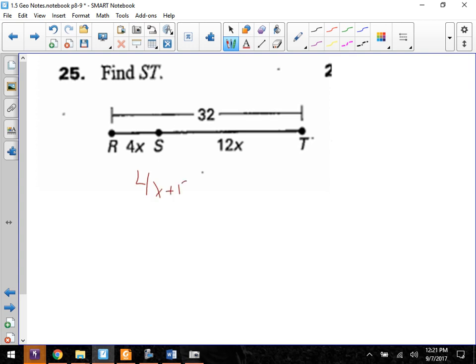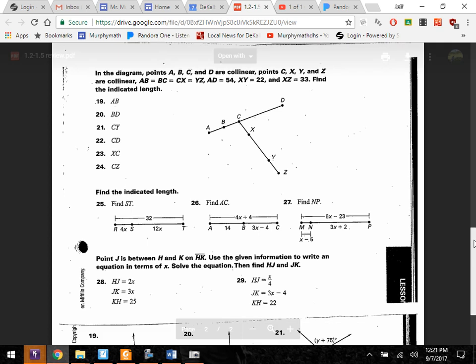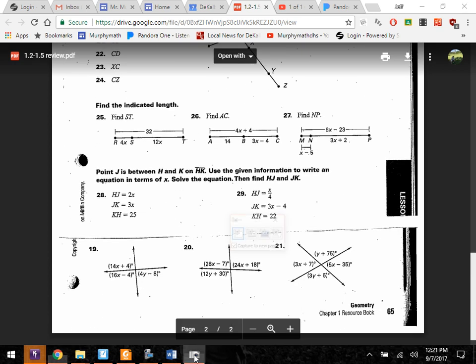4x plus 12x is... step ahead. You were saying 8, 24. Okay. Just making sure. Number 29, same deal again. What does 29 not have? A picture. So what do you do? Draw one. All right, which means you have to understand what the words say.